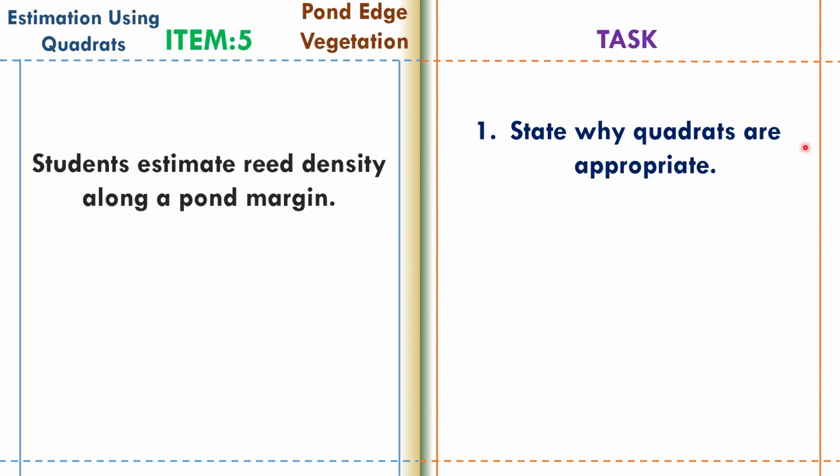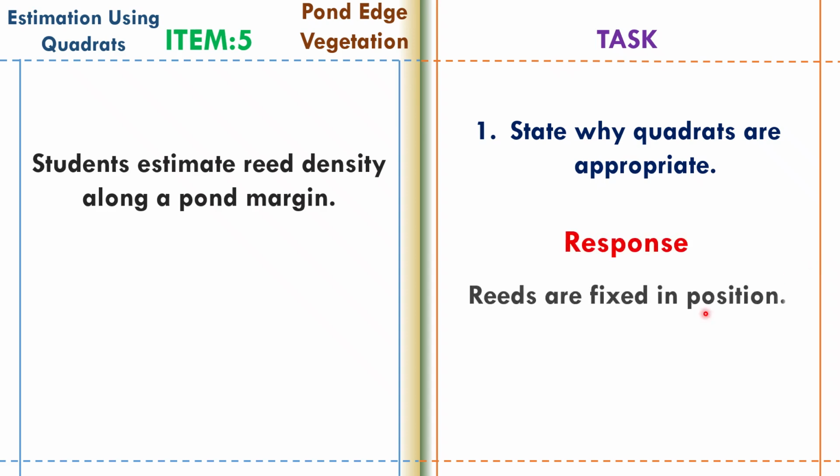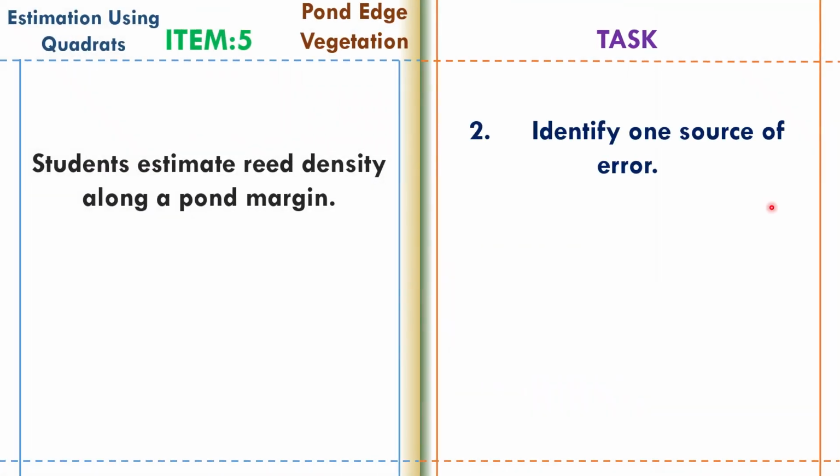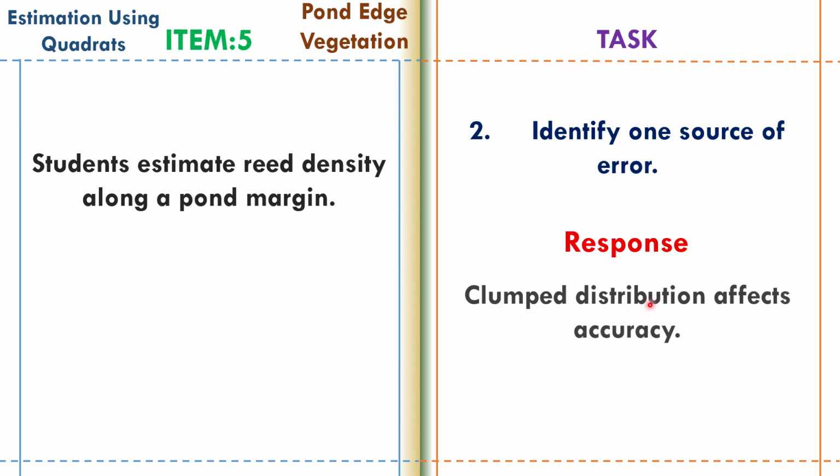State why quadrants are appropriate. Reeds are fixed in position. Identify one source of error. Clumped distribution affects accuracy.